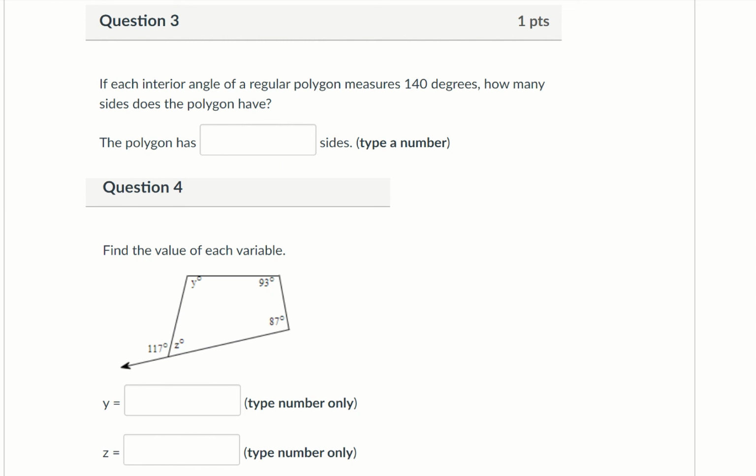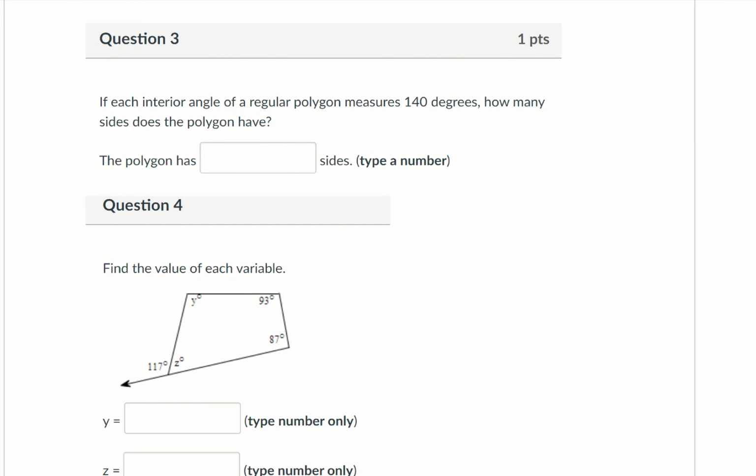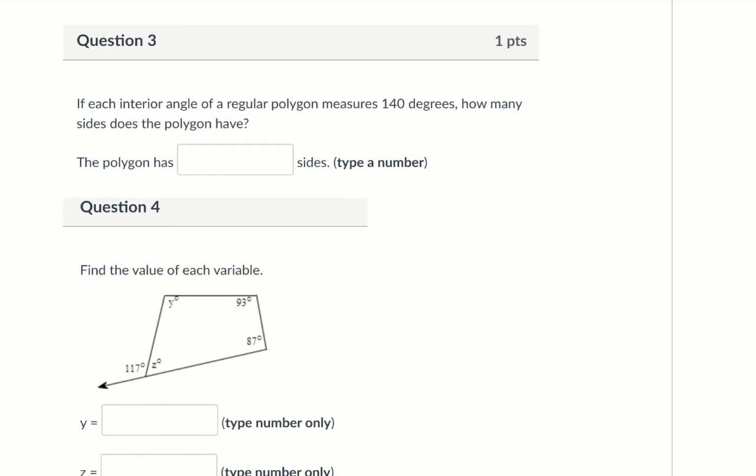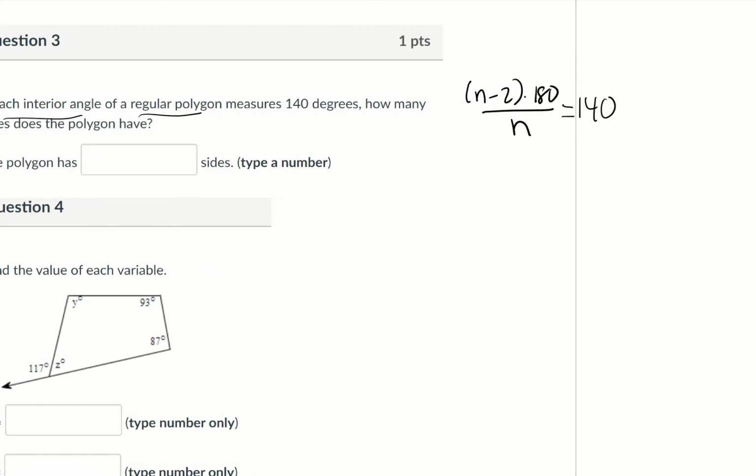All right, if each interior angle of a regular polygon measures 140, how many sides does the polygon have? Again, it's a regular polygon and we're looking for each of the interior angles, so we're going to use the formula that we used earlier. And this is supposed to equal 140 degrees. So we can solve this.